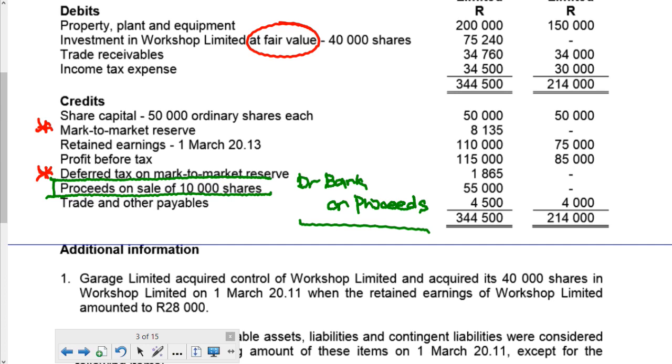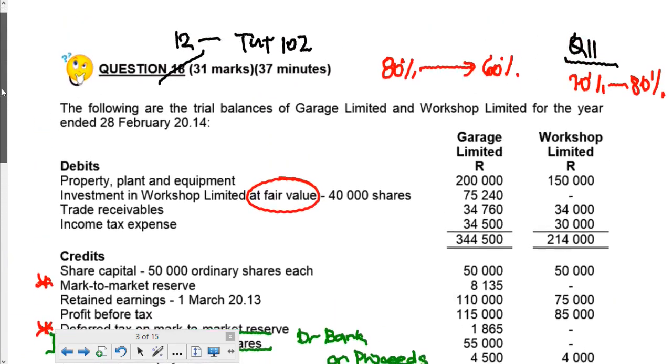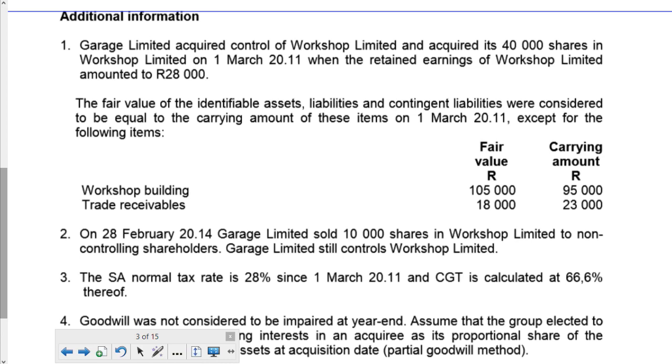All right, so additional information. Garage acquired control of workshop and acquired 40,000 shares on the 1st of March 11 when the retained earnings was 28,000 Rand. What's our year end? 28 February 14. Okay, so March 11 was the first acquisition. The fair value of the assets needs to be adjusted, a building and a receivable. Remember, buildings would have been depreciated, or maybe not. Receivables need to flip the next year. On the 28th of February 14, that's year end.